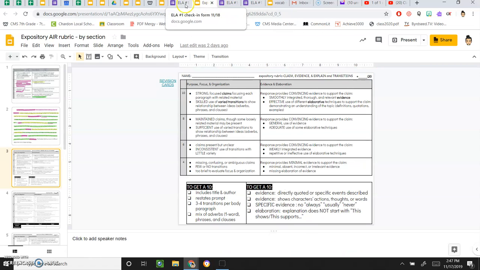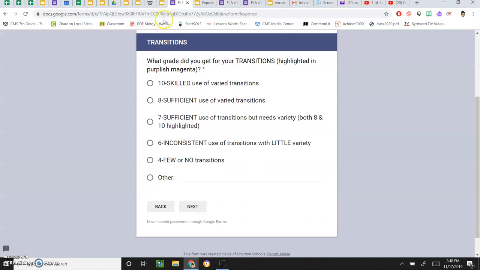So what you're going to do now is go to the next part of this survey, and it's going to ask you for transitions. What grade did you get that was highlighted in purplish magenta? Did you get a 10? Did you get an 8? I told you that a 7 was between an 8 and a 6 that were both highlighted. Or did you have a 4?